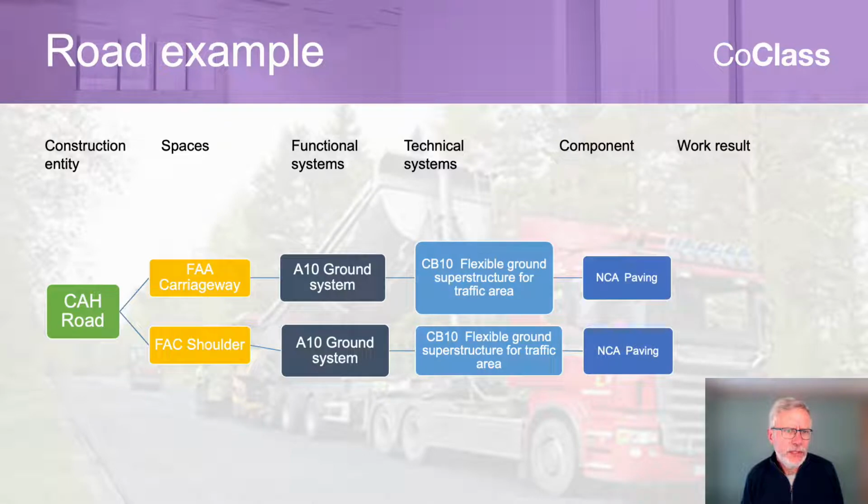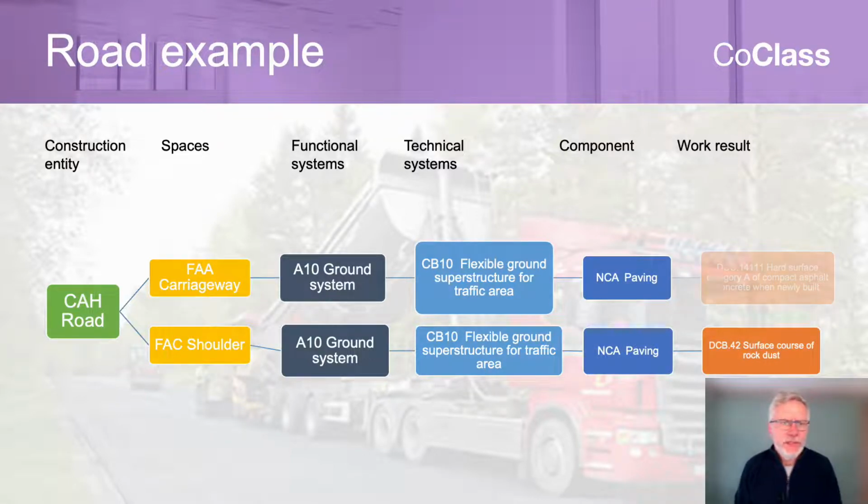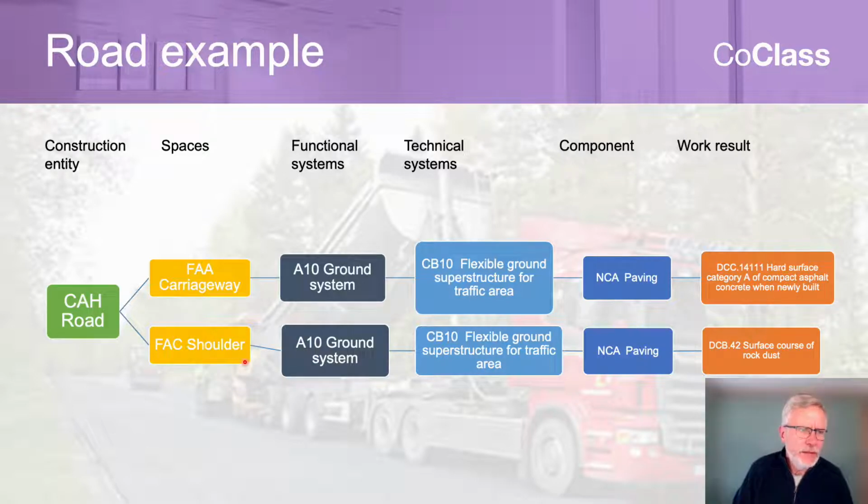But on the component level, in both cases, you need a paving. But the work results needed are different. The paving is by asphalt, but the shoulder then does not need the asphalt. It's simply rock dust. So very similar structures then for describing the carriageway and the shoulder. The only difference being a different work result, different material used.